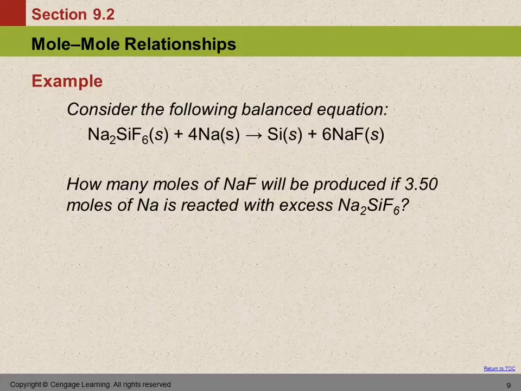So let's look at this equation. This is a messy equation, but they balanced it for us, so we don't have to worry about that. How many moles of sodium fluoride, this guy, would be produced if 3.5 moles of sodium is reacted with excess Na2SiF6? We didn't learn how to name that. Well, if we had 4 moles of sodium, how many moles of sodium fluoride would we get? 6, right? 4 moles of this gives us 6 moles of that. But now they're saying, well, what if we only had 3.5 moles?